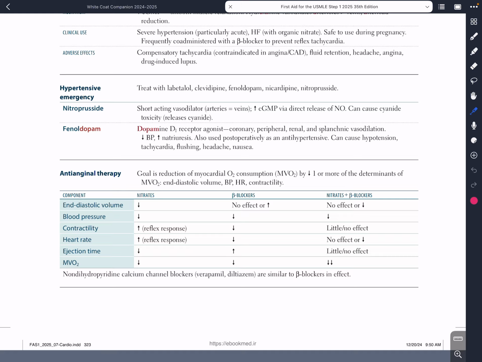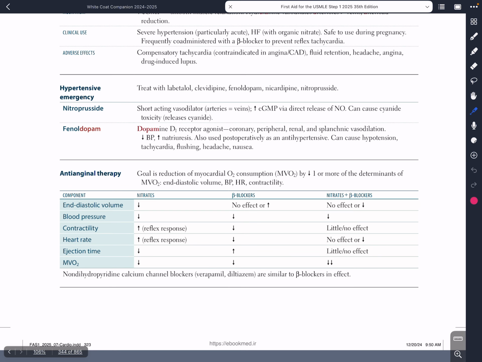Also, fenoldopam is used post-operatively as an antihypertensive, as it can be given intravenously. Side effects of fenoldopam are hypotension, tachycardia, flushing, headache, nausea.